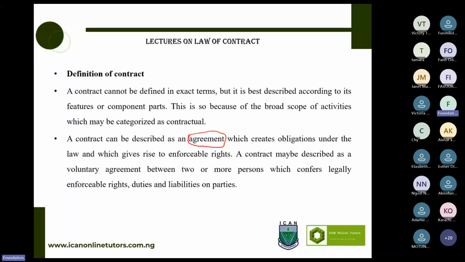So the first case is what I call Balfour versus Balfour. In this case, the first scenario I gave is what happened. So it is seen as a pure domestic agreement. Domestic agreement is any agreement between husband and wife, relatives, people with blood relation, where there is no intention for legal backing.